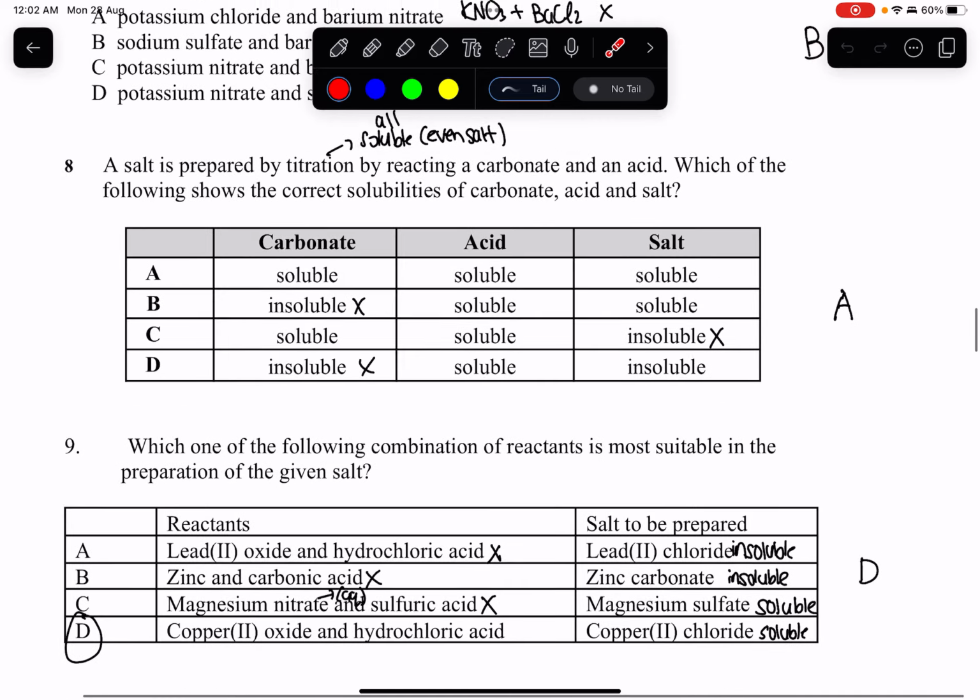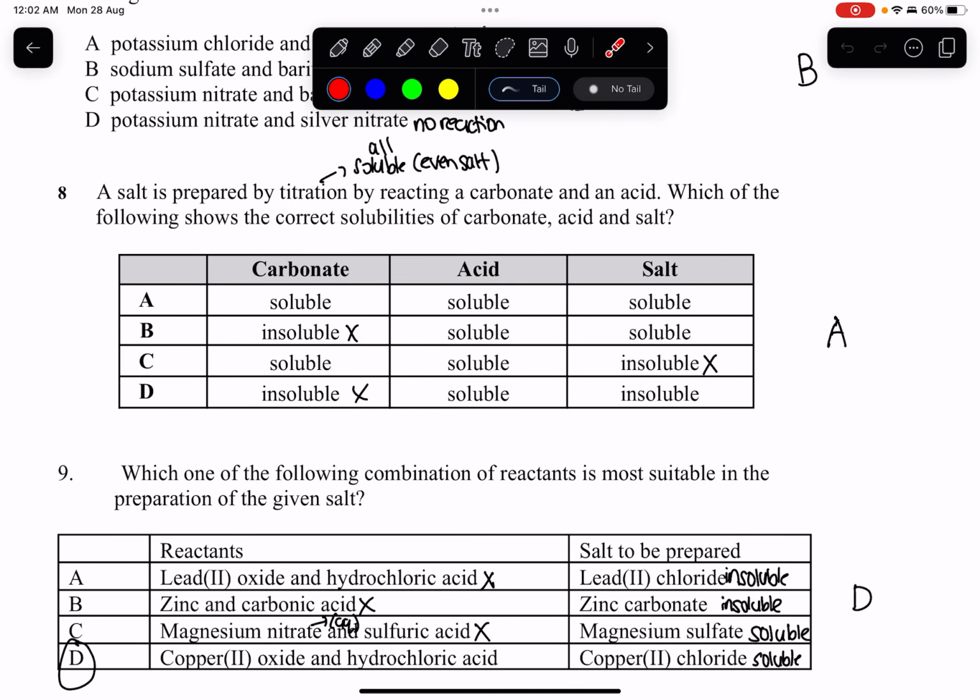Question 8. Which salt is prepared by titration by reacting a carbonate and an acid? In order to use titration, you need a soluble carbonate, and you will produce a soluble salt. And remember, acids are always soluble by definition. So the answer is A, where everything is soluble.